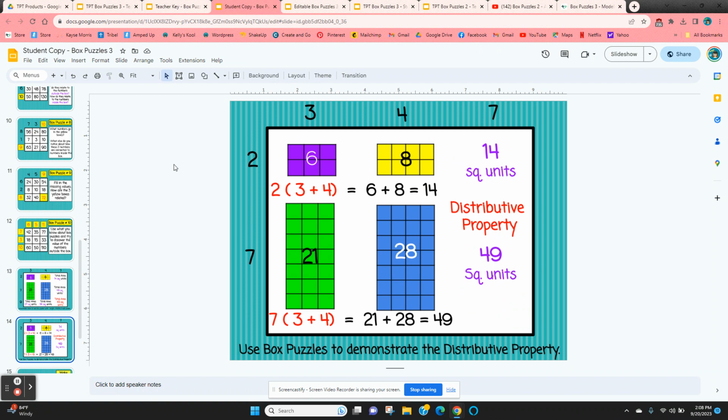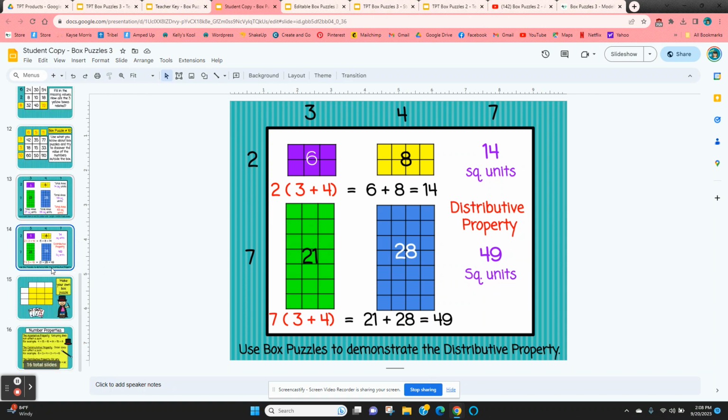And then you can show them how the distributive property works with box puzzles. So this would be 2 times the quantity 3 plus 4. So if we multiply, we're going to get 6 plus 8, which will give us our answer of 14. Same thing on this one. 7 times the quantity 3 plus 4. 21 plus 28, that gives us 49. So that's just a demonstration to the students of how the distributive property works with the area models.